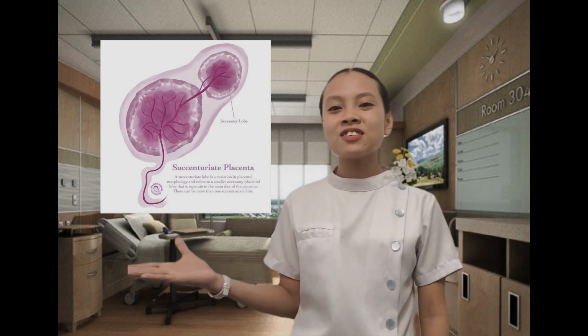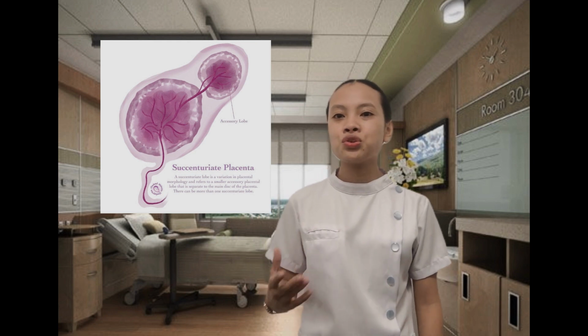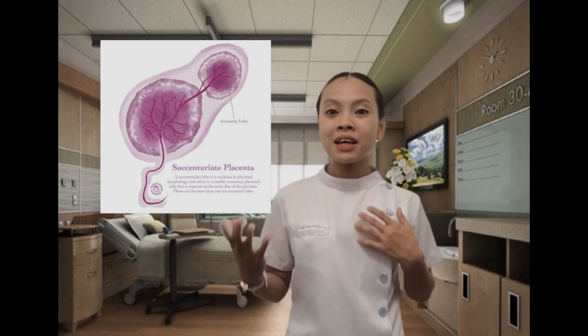A placenta succenturiate is a rare variation in placental structure during pregnancy. Typically, the placenta is a single disc-shaped organ attached to the uterine wall, but with the placenta succenturiate, additional smaller lobes, or accessory lobes, are connected to the main placenta by blood vessels.